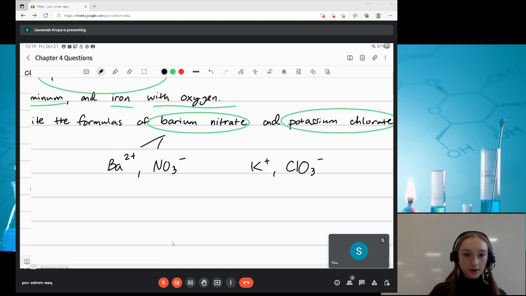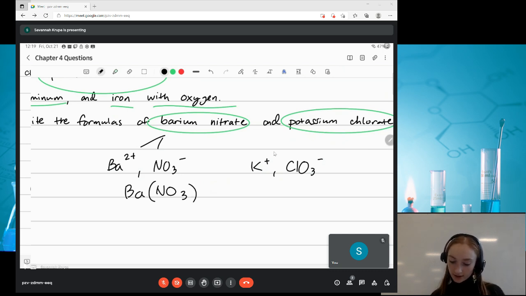Let's just make sure here. So barium and barium nitrate will look like BaNO3. But since barium has a 2 plus charge and the nitrate has a minus charge, we will need 2 of the nitrates for the barium. So that's what barium nitrate looks like. And we're not working with any reaction problems here. We're just writing the formulas of what barium nitrate looks like and then also potassium chlorate.